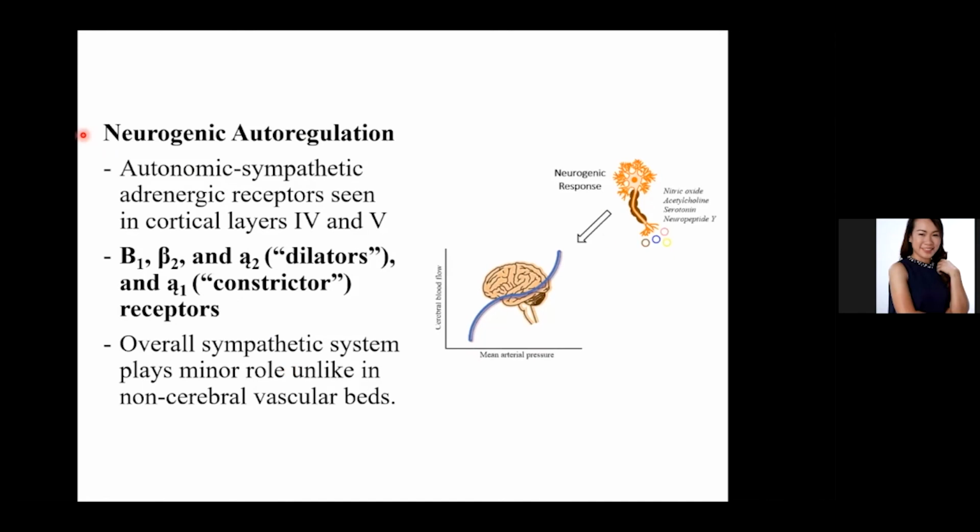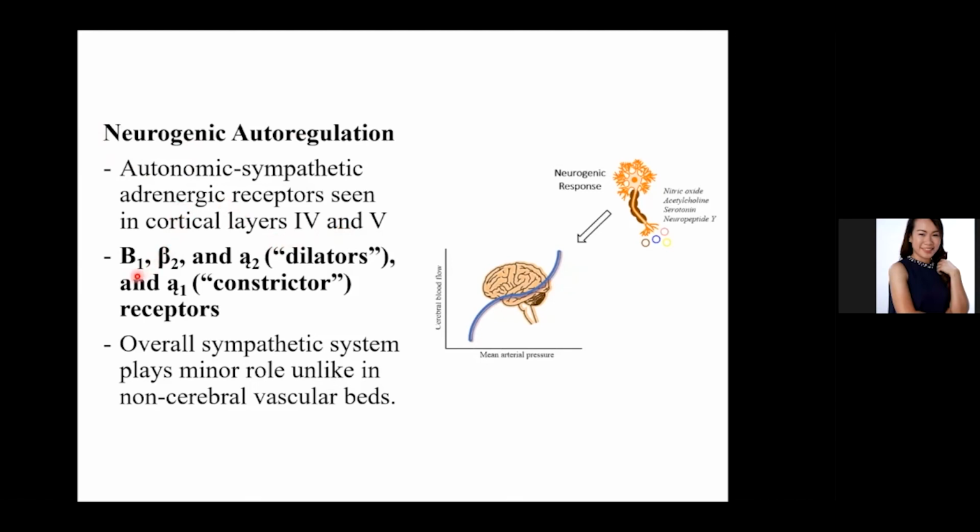We're done with the metabolic autoregulation. So we have what we call your neurogenic autoregulation. When we say neurogenic autoregulation, this involves our autonomic nervous system, and your sympathetic and adrenergic receptors, which are seen in cortical layers 4 and 5. So what are these receptors?